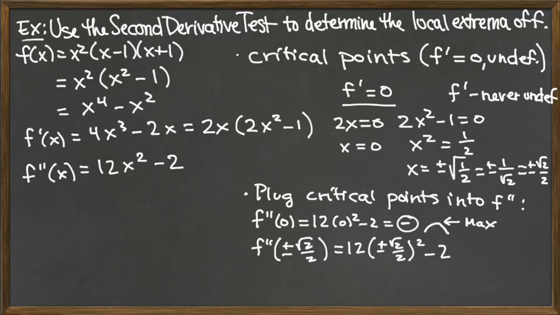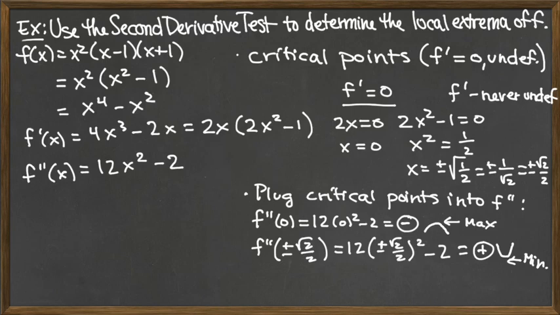So that would be 12 times 1/2 would be like 12 divided by 2. So it would be 6 minus 2. Overall, then that's going to be a positive value, positive 4. And so we see if it's positive, we see concave up, and it's a min.